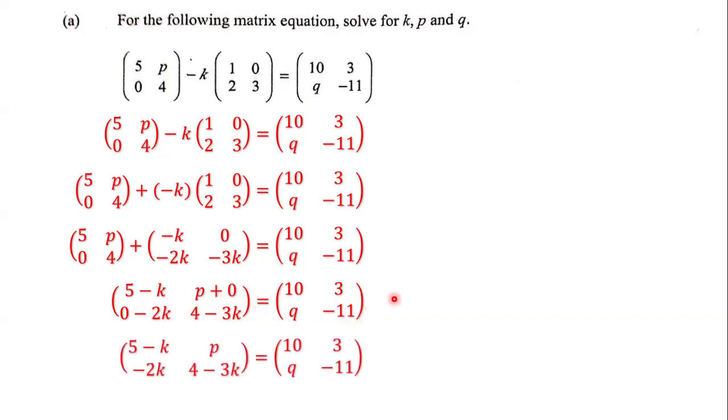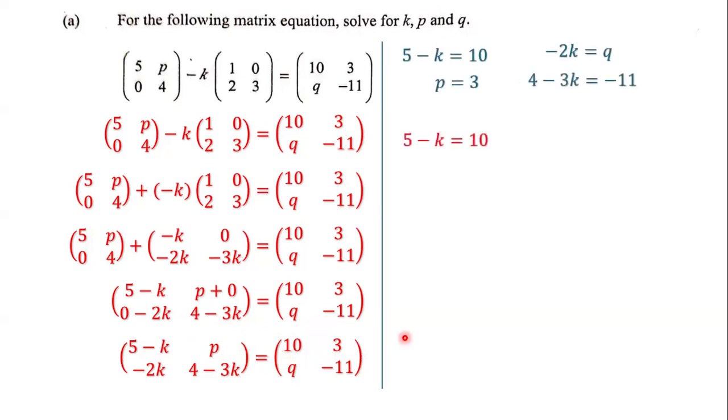Next, we simplify as much as we can. So 0 minus 2K is going to be negative 2K, P plus 0 is simply P, and these two stay the same. Now, if two matrices are equal, that means that corresponding entries are equal. So that means that 5 minus K must be equal to 10, P must be equal to 3, negative 2K must be equal to Q, and 4 minus 3K must be equal to negative 11.